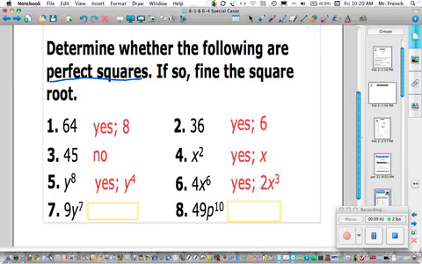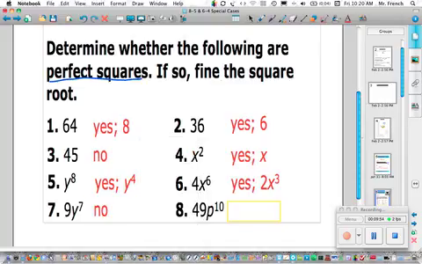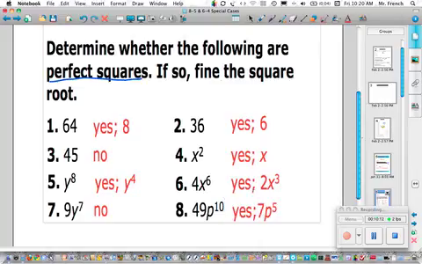Now look at this one. You have a 9. Is 9 a perfect square? Yes, it is. But does 2 go into 7 evenly? No, which means it is not a perfect square, because both parts have to be a perfect square for the term to be a perfect square. Now let's look at this one. 49p to the 10th is, yes. Why? Because 7 goes into 49 and 5 goes into 10. Very good. So it's going to be 7p to the 5th. So this is what a perfect square is all about.